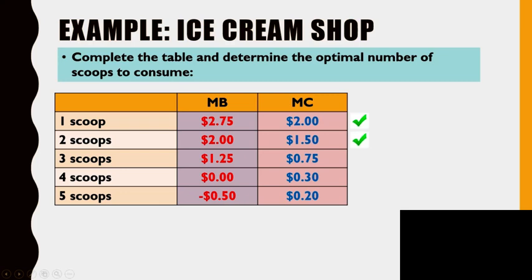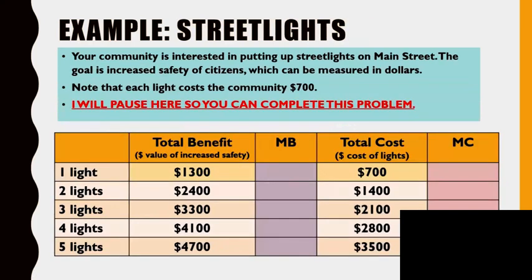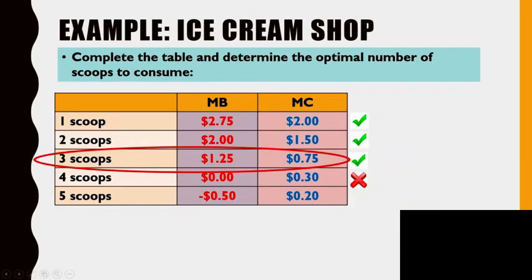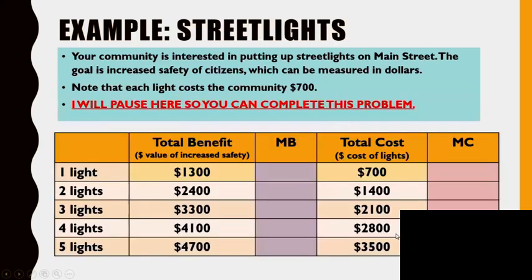All right. So as we said, we consume the first 3. We would not consume after that. We would not consume any further. So 3 scoops, and then we have negative consumer surplus. Okay. Now in this example, we're looking at putting in street lights, and each street light's going to cost us $700. Same thing. I want you to use total benefit and total cost to make sure you can find marginal benefit and marginal cost. So again, I'm going to pause so that you can complete this problem.